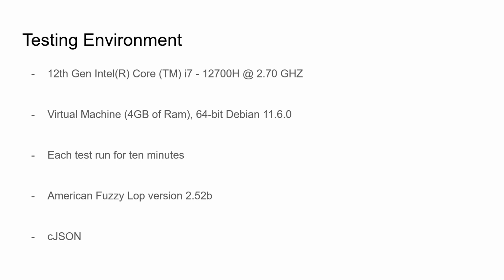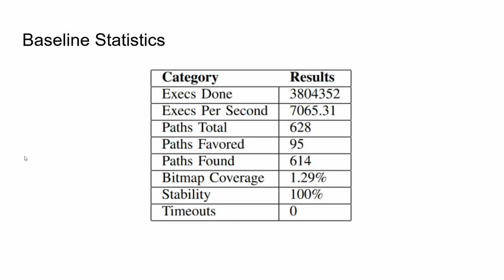cJSON was used as our base program to implement these counter-fuzzing techniques, and it was tested against American Fuzzy Lop version 2.52b. So here are our baseline statistics. You can see they're pretty high. The execs done is 3.8 million. The execs per second is 7,000. There are 628 total paths, 95 favored paths, 614 paths found, and 1.29% bitmap coverage with 100% stability.